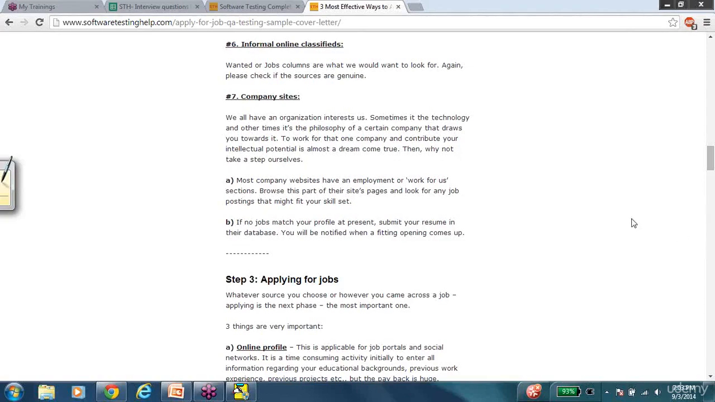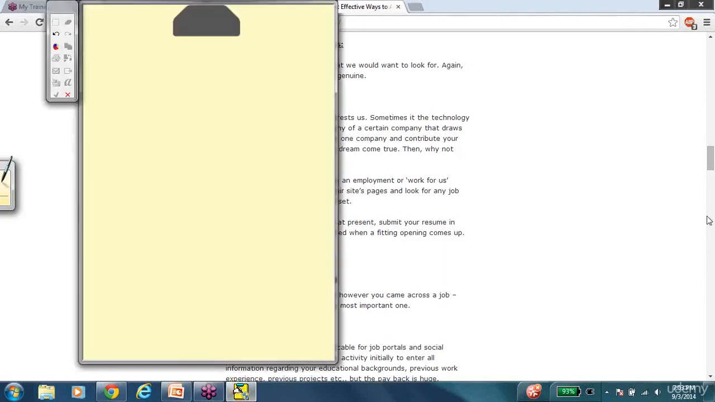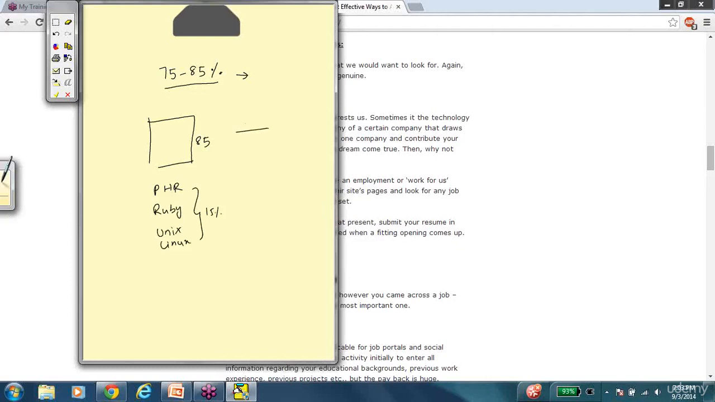So they are mentioning lots of skills that jobs mention, and we talked about this in the resume section. If you're satisfying anywhere between 75 to 80% of the skills that they mention, you can apply for the job. Let's say these are the 85% of the skills. In addition to that, if you have PHP, Ruby, Unix, Linux, and they're asking for these, this will fall into the 15%. So if you're very confident on this 85% skill, go ahead and apply. You don't need to know this.